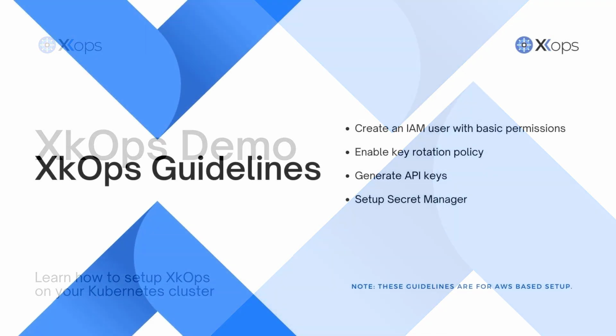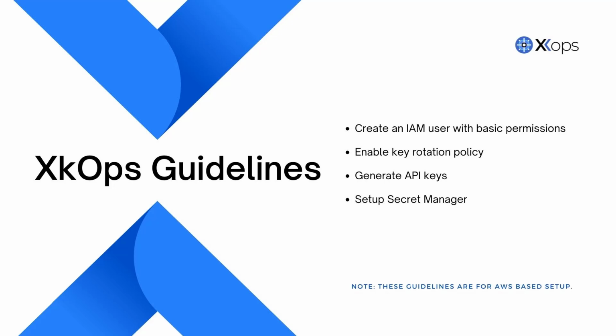So, let's get started. Before installing XkOps on EKS cluster, as an end user you will create an IAM user with the minimum set of permissions. A reference document with a minimum set of permissions is available for your convenience. We also recommend enabling the key rotation policy on your AWS credentials to minimize the attack surface in case of any breach.